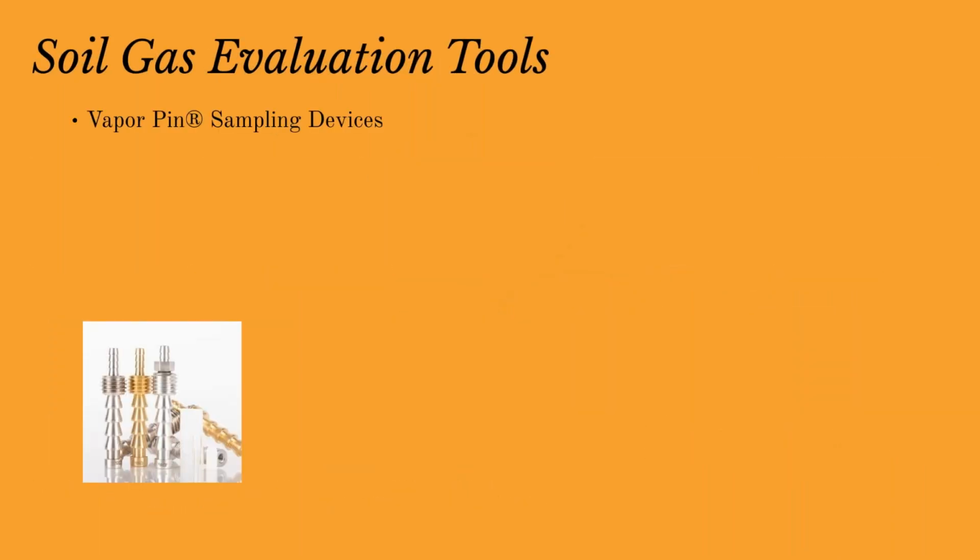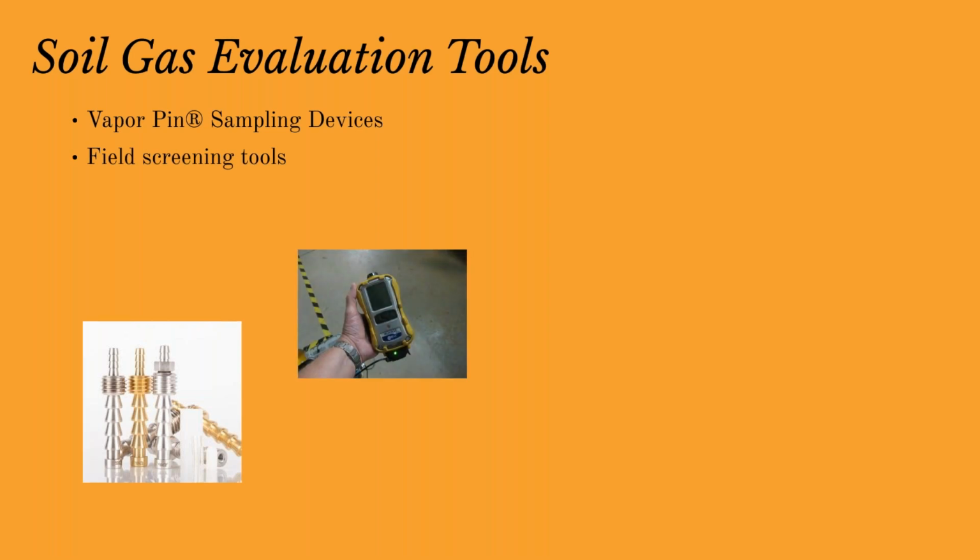So when you do these evaluations, you start off with vapor pen sampling devices to get your grid set up to collect your samples. There are a lot of field screening tools you can use when you start your process. We like to use a multi-gas meter because it gives us oxygen content and PID and LEL. But you can use a frog with vapor pen, and a lot of people do.